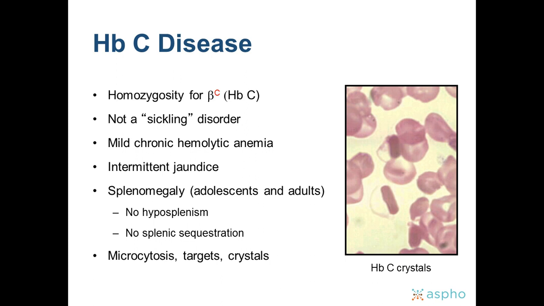And the last slide is hemoglobin C disease. Homozygosity for hemoglobin C is not a sickling disorder. Mild chronic hemolytic anemia, intermittent jaundice, but some of these individuals can have splenomegaly, especially adolescents and adults. But they don't have hyposplenism, they don't need antibiotic prophylaxis, and they don't have splenic sequestration. They may have splenomegaly and it's some hypersplenism, but they don't have reversible sequestration.